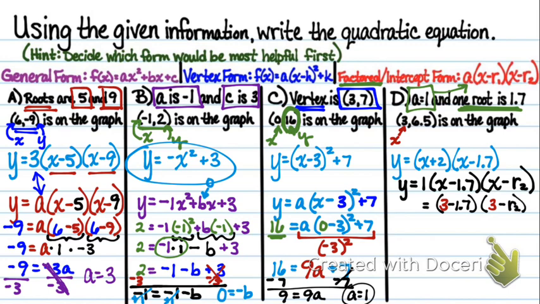Since my a value is just a 1, I'm going to stop writing it from this point forward, because if your a is 1, you don't have to write it down. Do I have anything to put in the place of the y? Yes. What do I have? 6.5. 6.5 I'm going to put in the place of the y.